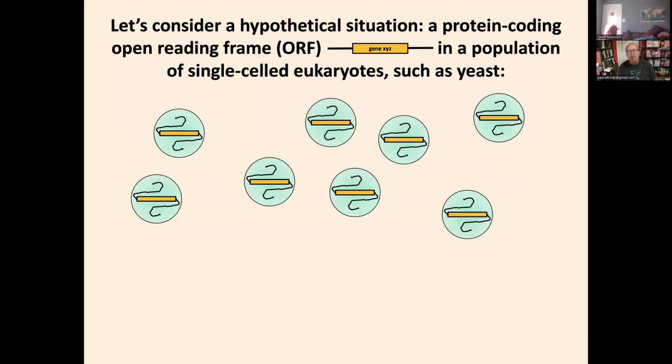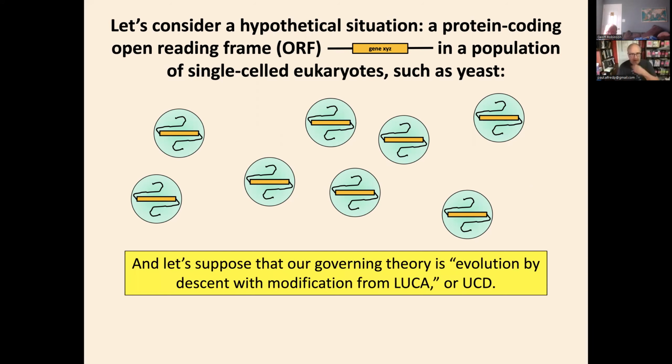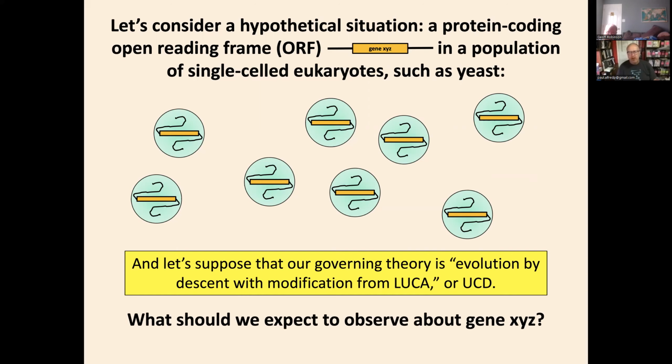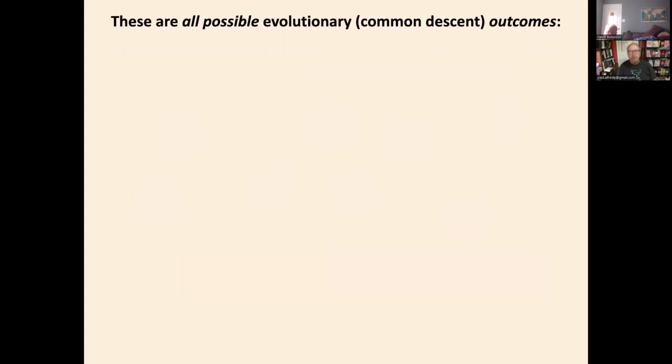Well, I then put together some examples for myself to try to work this out to see, well, how then do people try to test it? And suppose we have here a population of hypothetical eukaryotes, single-celled eukaryotes like yeast, and they have gene XYZ, okay? And we want to ask ourselves, what does universal common descent predict about gene XYZ? What should we expect to observe?